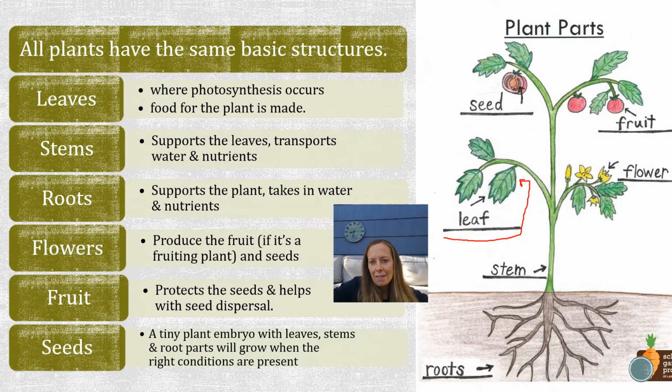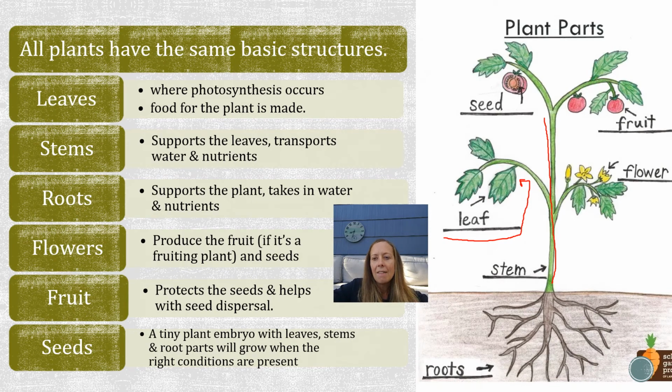All plants have stems, right? So they have some sort of stem. This is the stem of this plant. This is what supports the plant, and it's what transports water and nutrients. All plants have roots. Roots are always going to be the part that are underground, and the roots are going to be what absorbs the water and the nutrients.